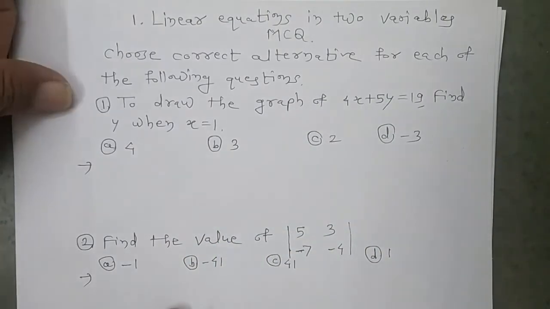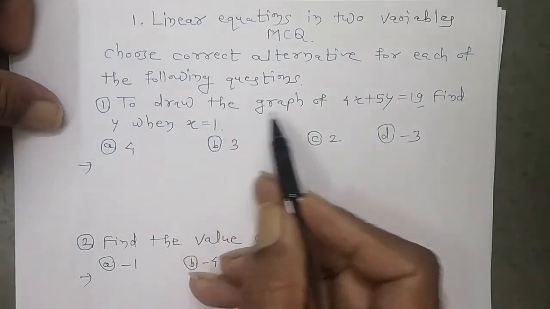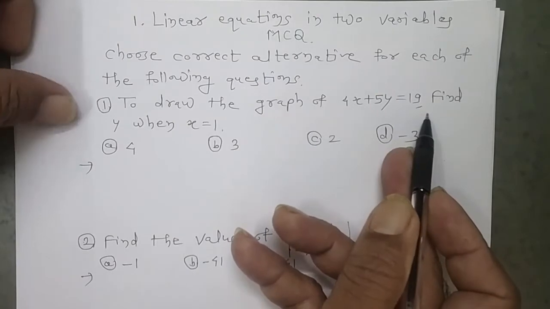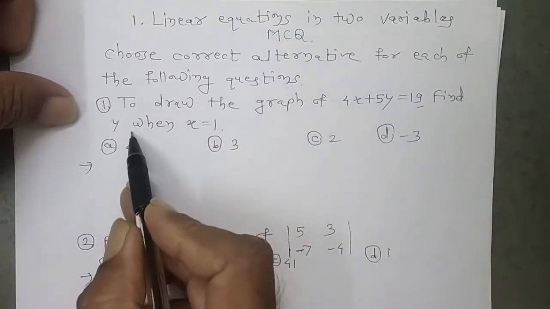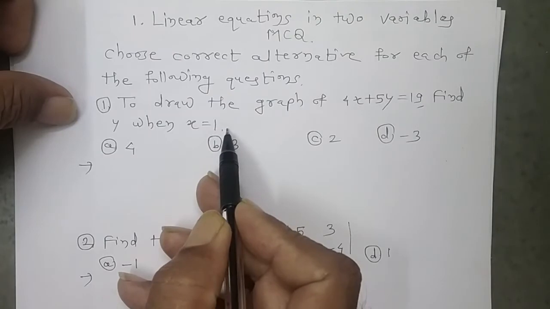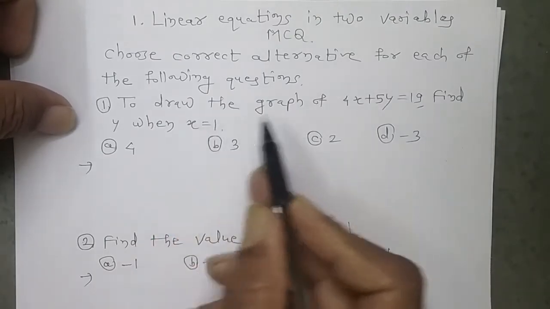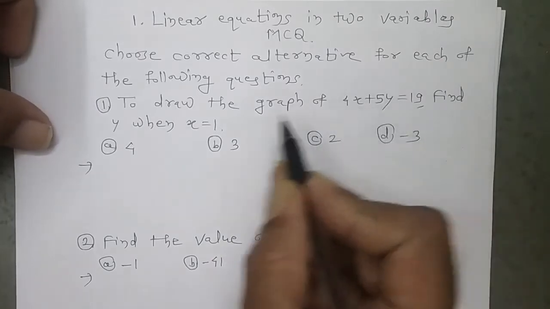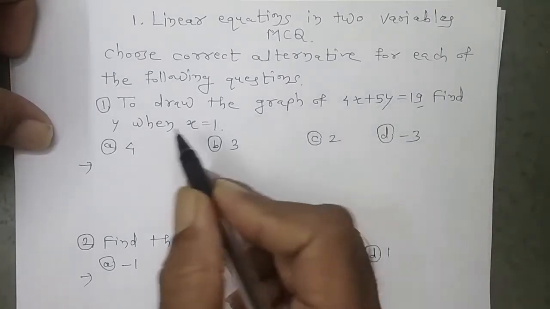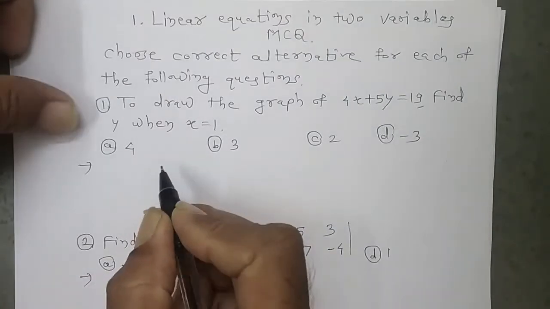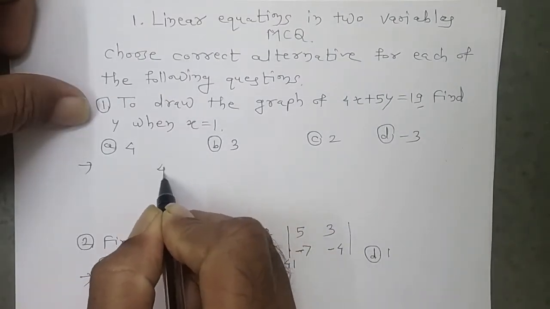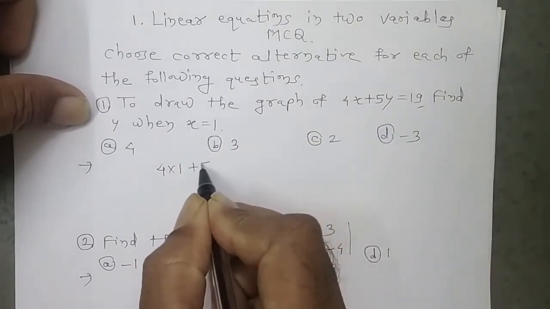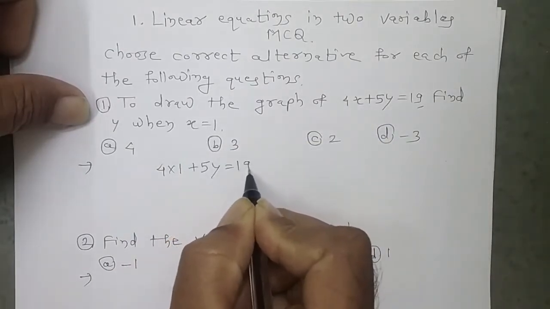Now the first example is to draw the graph of 4x plus 5y is equal to 19. Find y when x is equal to 1. That is, we have given the value of x is 1. Means put this in this equation, value of x is 1, we get the value of y. That is 4 into 1, value of x is 1, plus 5y is equal to 19.